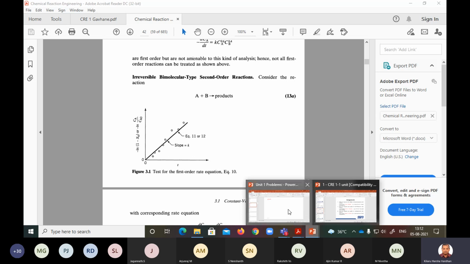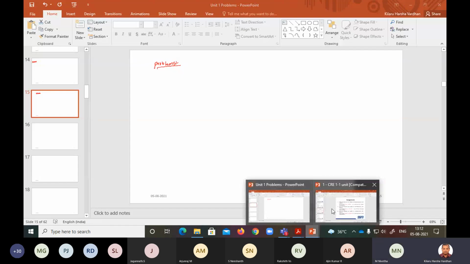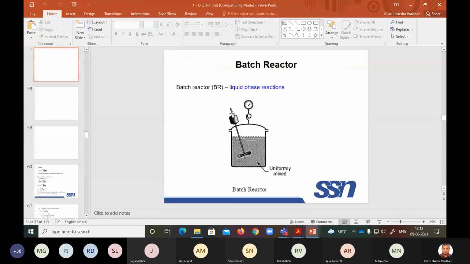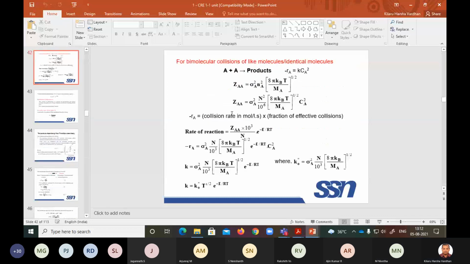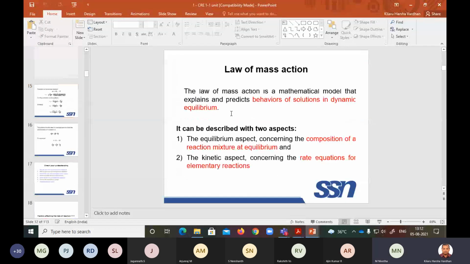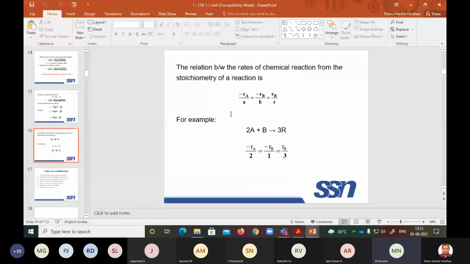That is what I showed you earlier in the first supplementary slides. Minus RA by 2, this is the coefficient, minus RB by 1, is RR by 3. That is why this equation plays a very important role. This gives how much of A is reacted, how much of B is reacted, and how much of R is formed, and the relationship between how much A is reacted and how much R is formed.